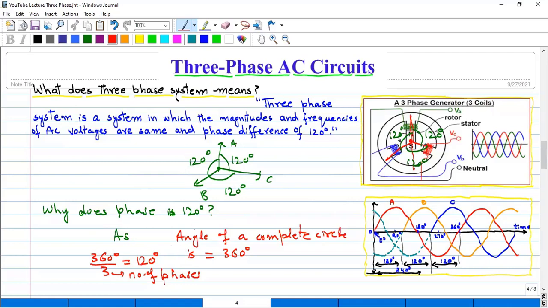So this is the end of this lecture. In the next lecture, we will discuss the advantages and disadvantages of the three-phase system.